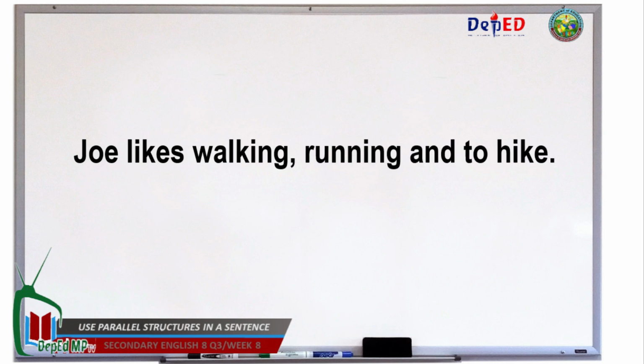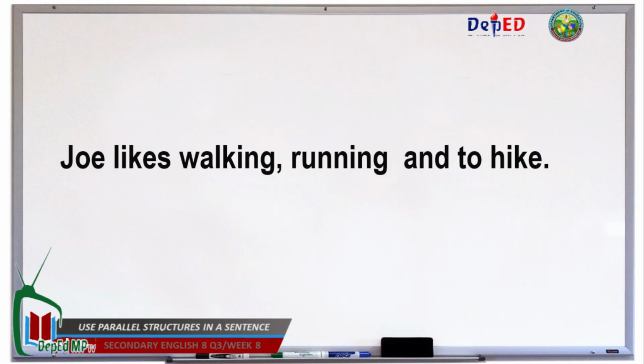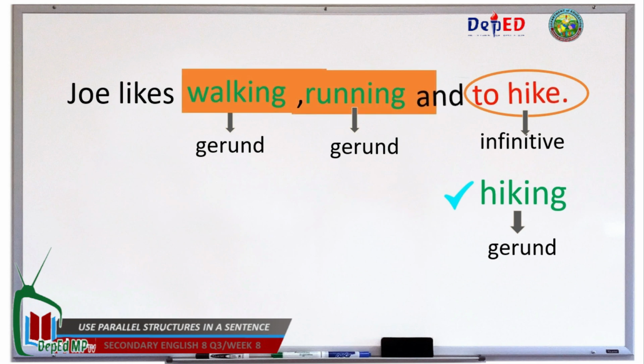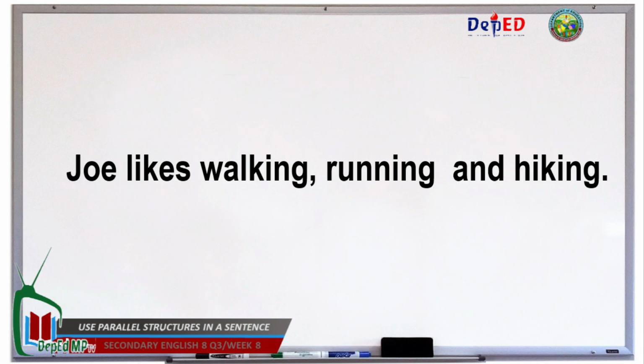Joe likes walking, running, and to hike. Do you think this sentence follows the rule of parallelism? Let's examine. This sentence uses a combination of gerund and infinitive. Walking, running are gerund, while to hike is infinitive. We need to change the infinitive to hike to a gerund hiking. Our sentence now becomes: Joe likes walking, running, and hiking.